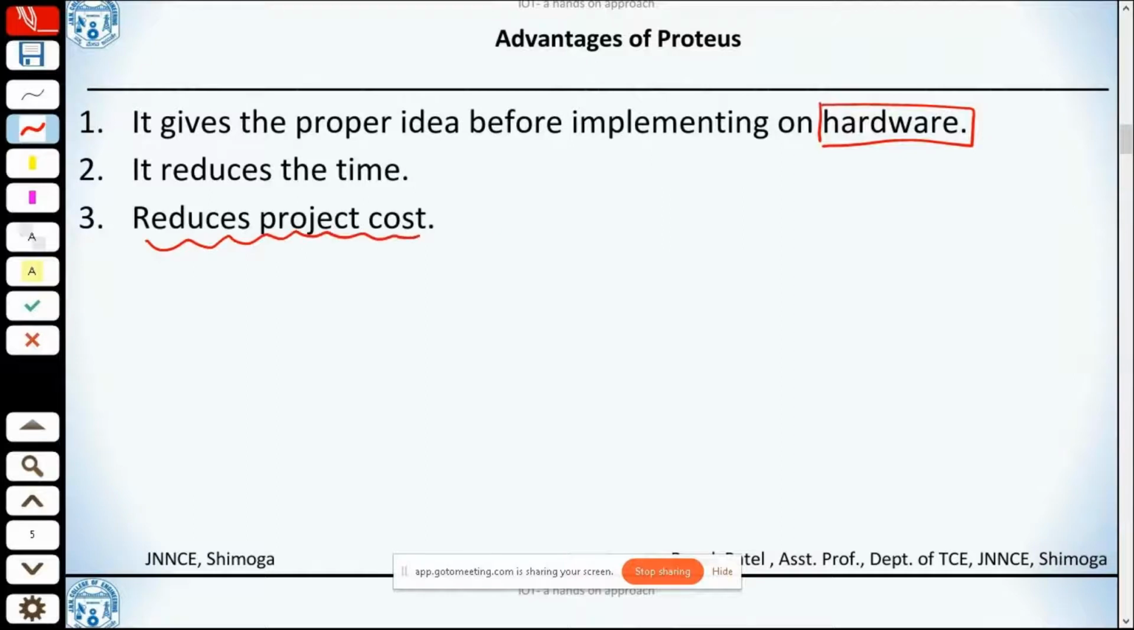Followed by, it also reduces the project cost. Mainly it reduces the project cost, because if you're trying to experiment by buying hardware directly, you might end up burning out a few hardware devices, electronic devices, by the time your prototype is actually realized. So by using the Proteus tool, it reduces our project cost by a large amount.